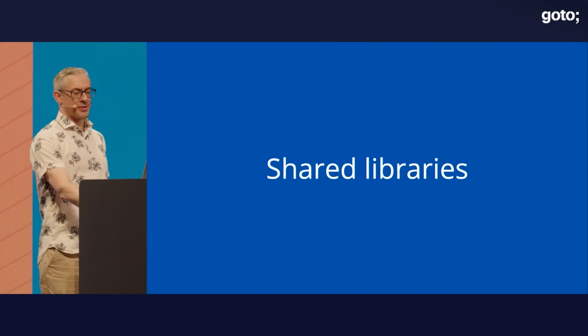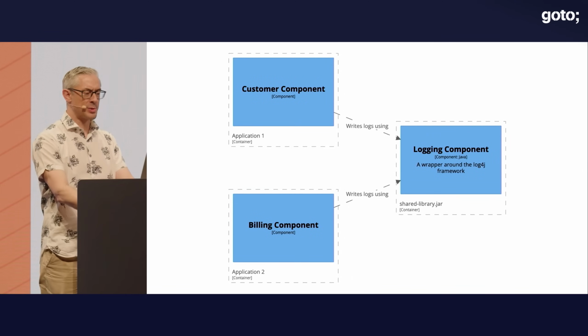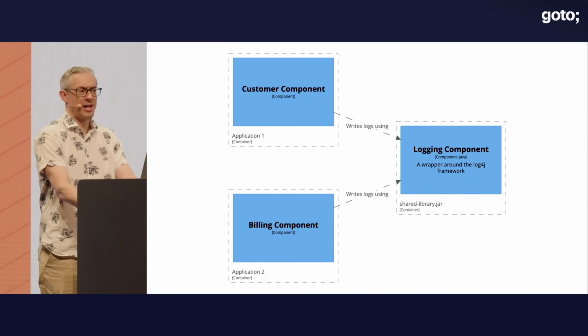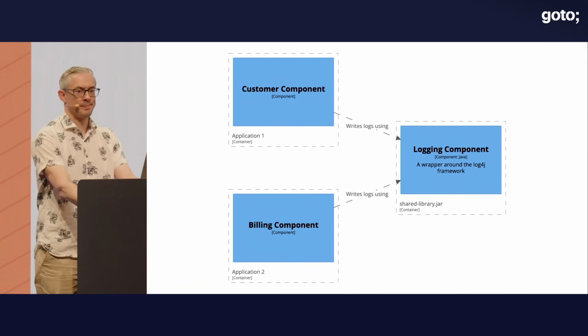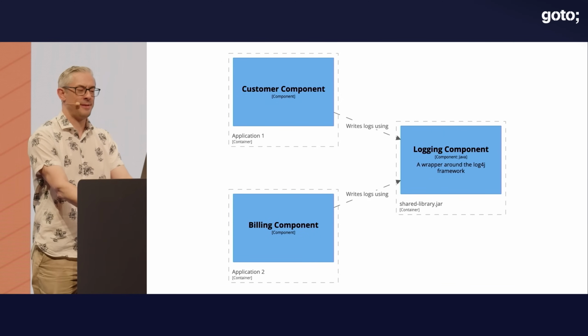Shared libraries. Shared libraries also throws people. So imagine we have two apps, and there's a shared logging component. So we've got a bunch of shared code in a shared library, a shared jar file, a shared DLL, and we're using that code from both apps. It's very tempting to draw that type of diagram where we are representing the shared library as a C4 container.